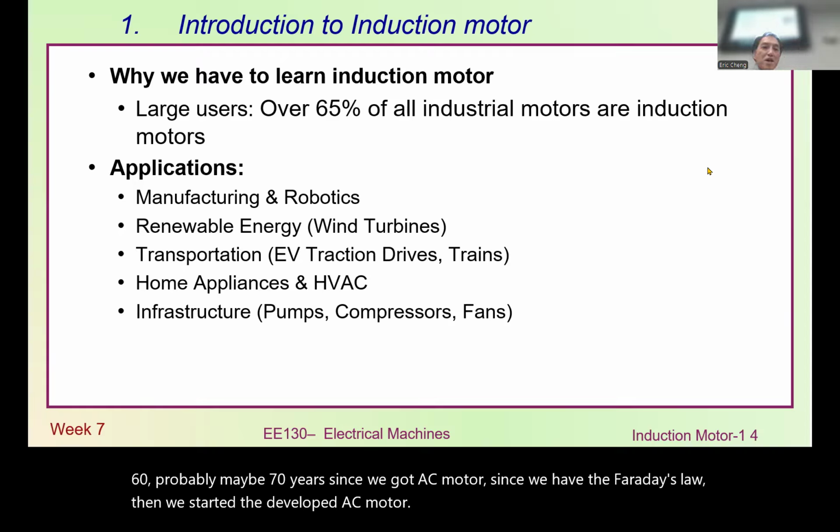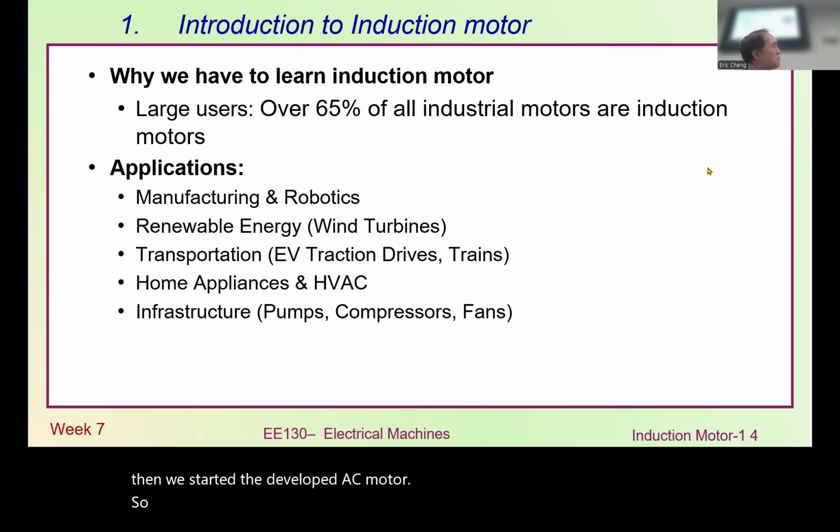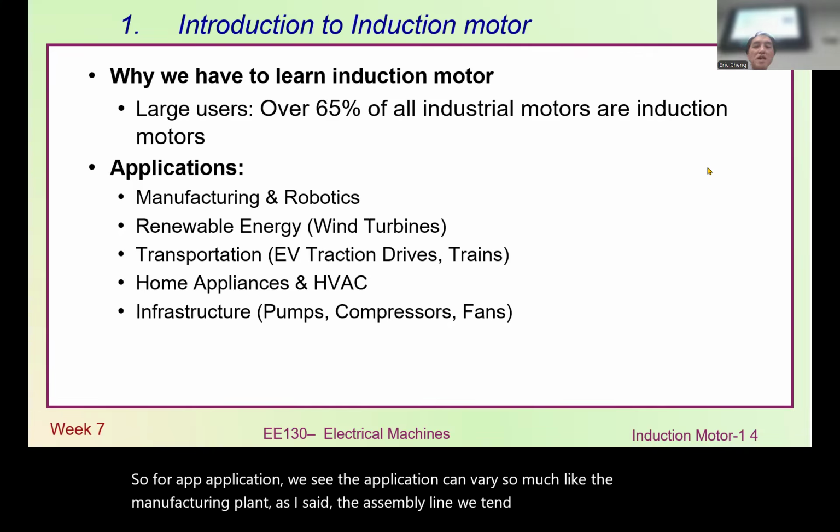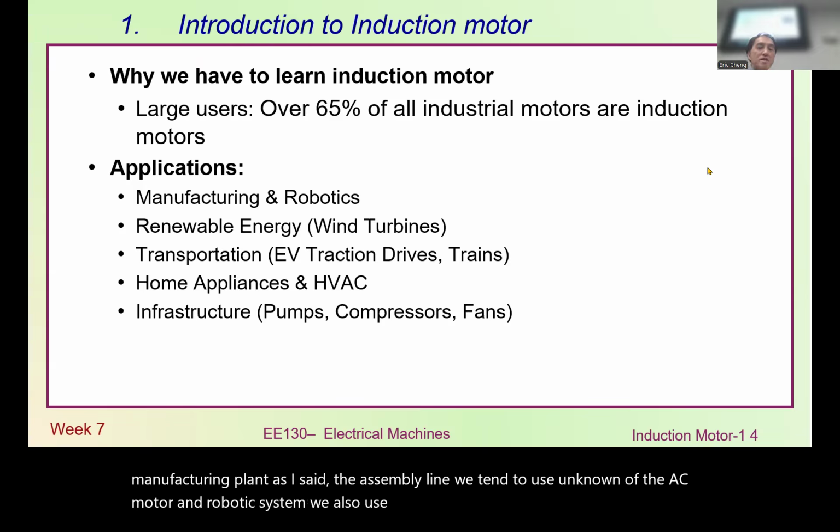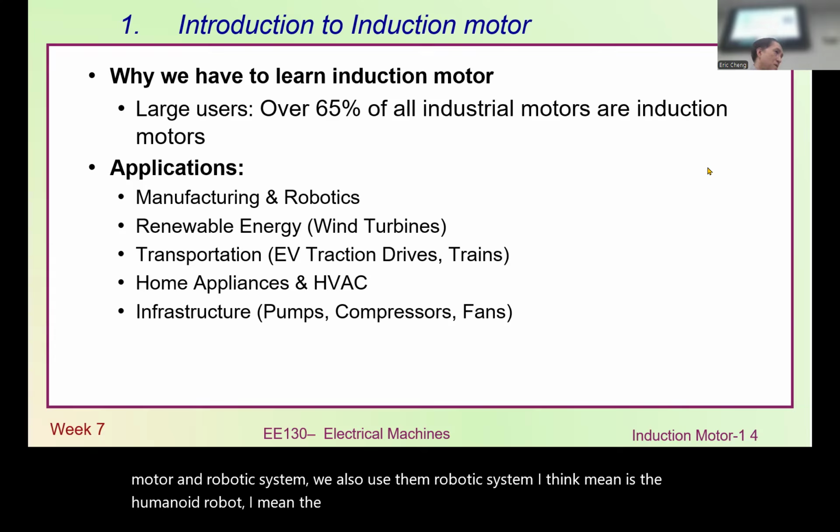So for the application, we see that application can vary so much, like the manufacturing plant, the assembly line, where we tend to use a lot of the AC motor. Then robotic systems, we also use them. Robotic system, I don't mean the humanoid robot, I mean the robot used in the factory. Then we tend to use a lot of the industrial motor.